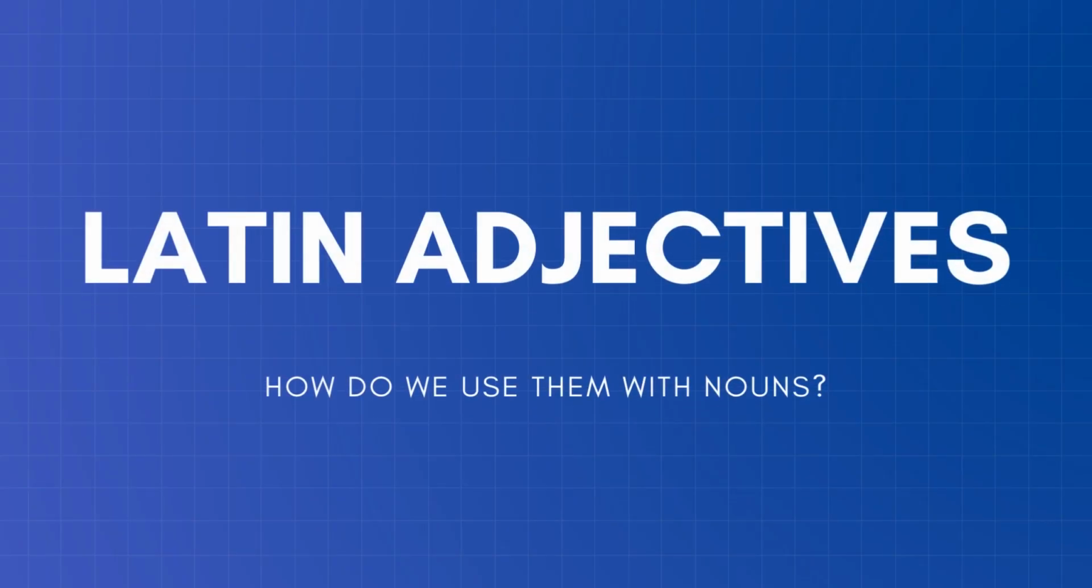Hey everyone, in this video we're going to come back to Latin adjectives and think about how we use them. In previous videos we talked about what they are and the declensions for them, but now we want to think about something called noun-adjective agreement. So the question we're really after is how do we use them with nouns?